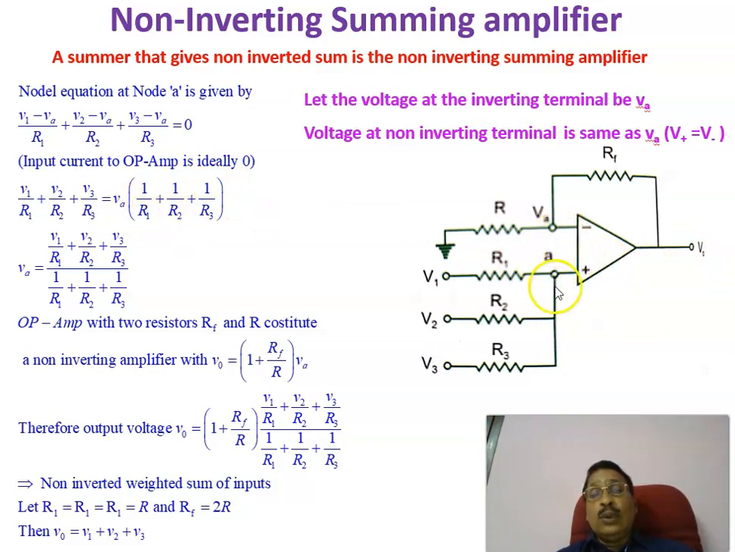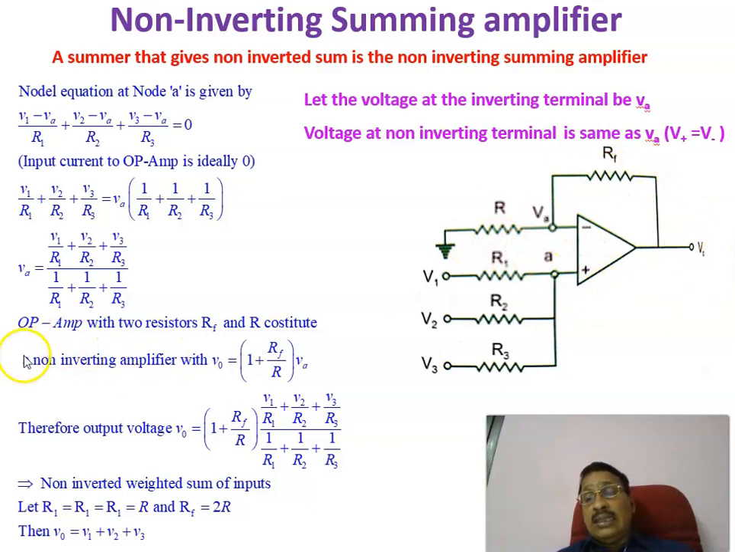Here we are finding out what is VA. The voltage at VA is given by V1 by R1 plus V2 by R2 plus V3 by R3 divided by 1 by R1 plus 1 by R2 plus 1 by R3. Therefore, this is the equation to find the voltage at this non-inverting terminal VA. Once you get the non-inverting voltage VA, the output voltage, as a non-inverting amplifier, is V0 equal to 1 plus RF divided by R into VA.